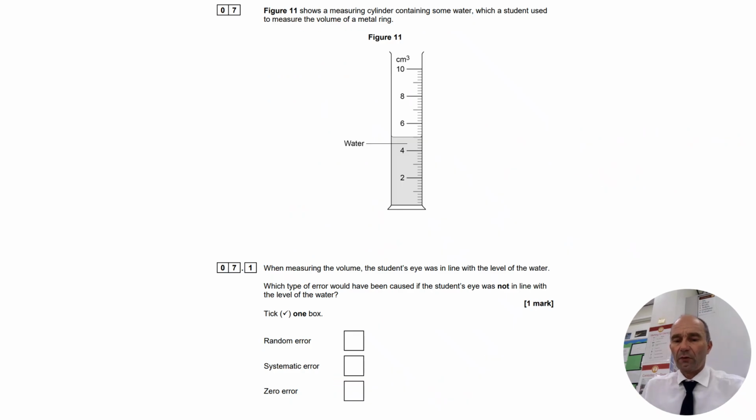And then question 7, we've got the figure showing a measuring cylinder containing some water, which a student used to measure the volume of a metal ring. So the first question is asking, when measuring the volume, the student's eye was not in line with the level of the water. Which type of error would have been caused? Because this is basically a human error that gets covered by your random error, and that's where you get your mark from. It's always worth checking what your errors are. You're always going to get an errors question somewhere within the 6 papers.